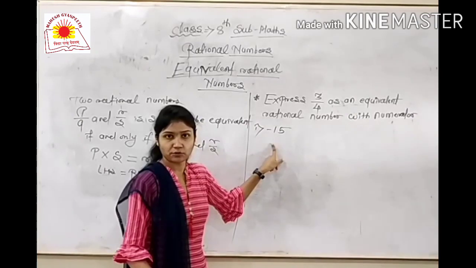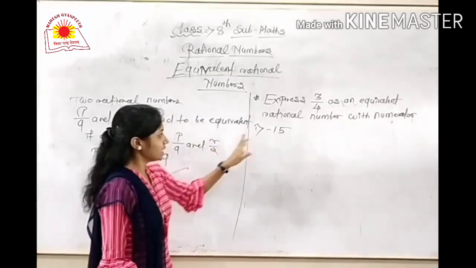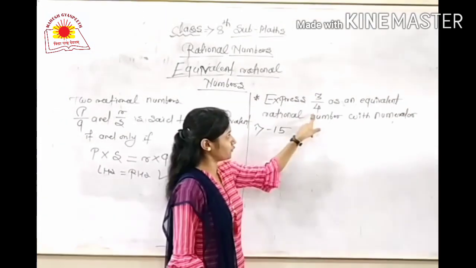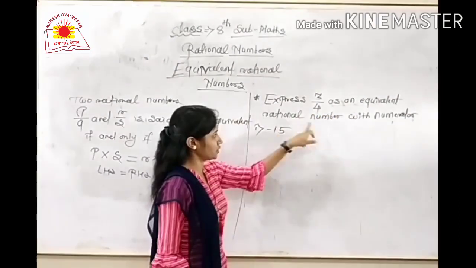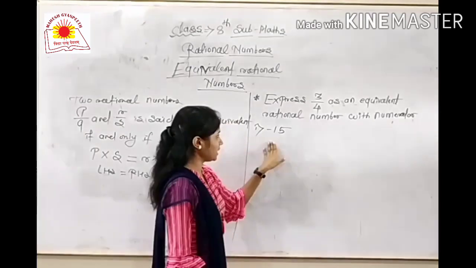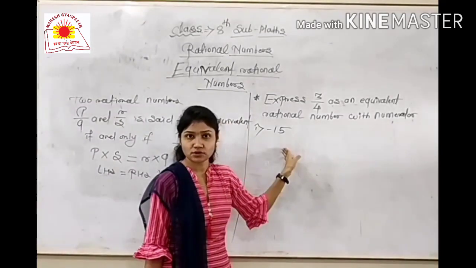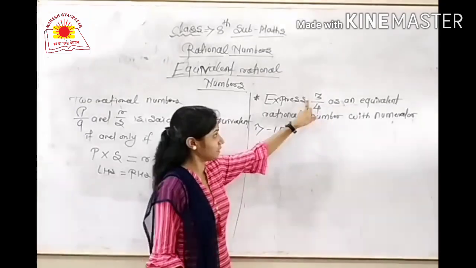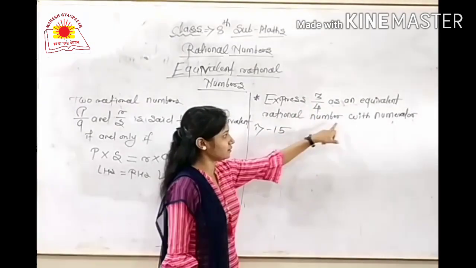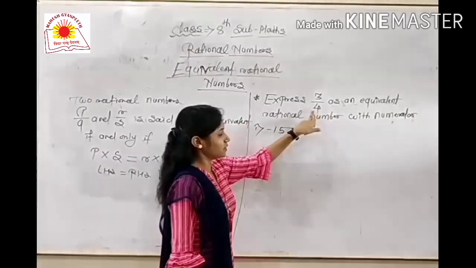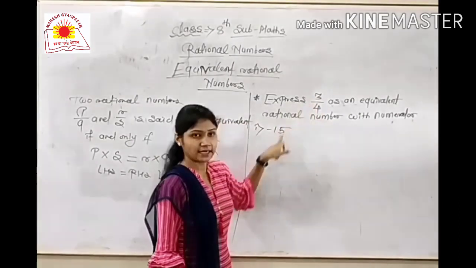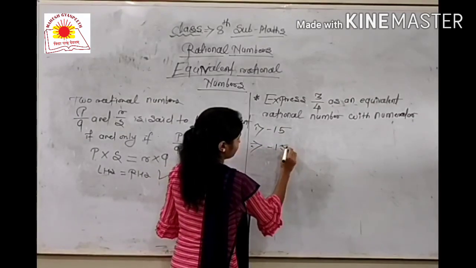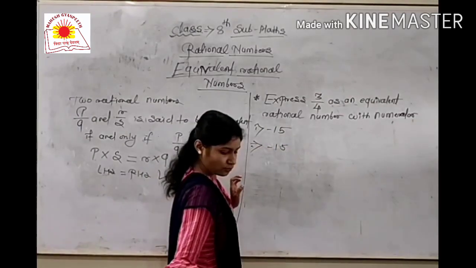Different examples we have been given depending on equivalence. You see here this example: express 3 upon 4 as an equivalent rational number with numerator minus 50. How to solve this question? We are given the rational number 3 upon 4, and we have to make the numerator minus 50. Then how to form minus 50?